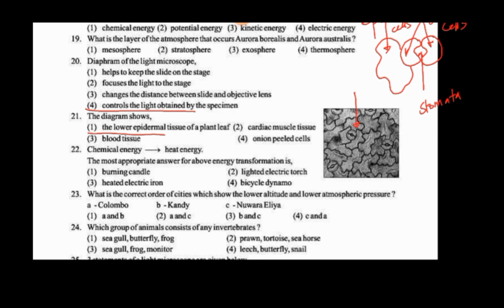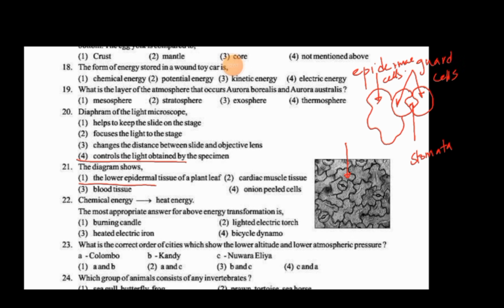Now if we take a plant leaf, normally these stomata, these guard cells, this opening, the stomatal hole, is present in the lower epidermis. Question number 22, chemical energy to heat energy. The most appropriate answer for the above energy transformation is chemical energy is converted into heat energy.